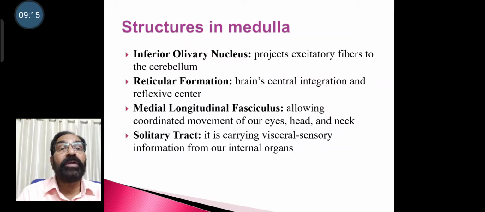Then there is reticular formation, which is the brain's central integration and reflex center. We have the medial longitudinal fasciculus, the bundle which allows for coordinated movement of our eyes, head and neck towards the source of light or sound. Then we have the solitary tract, which is carrying visceral sensory information from our internal organs to the solitary nucleus.